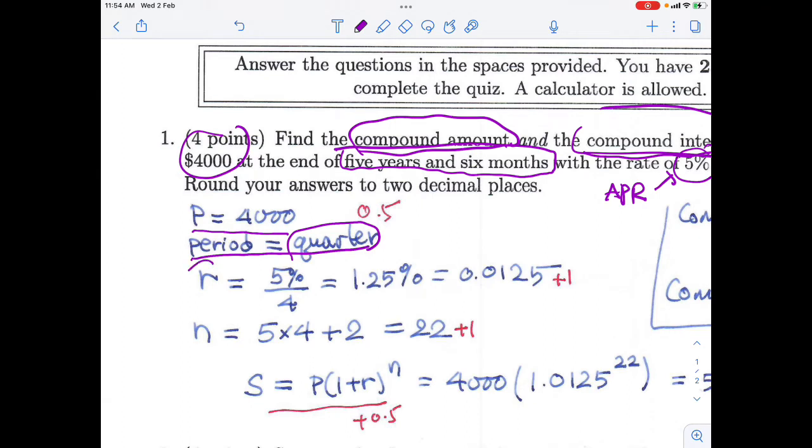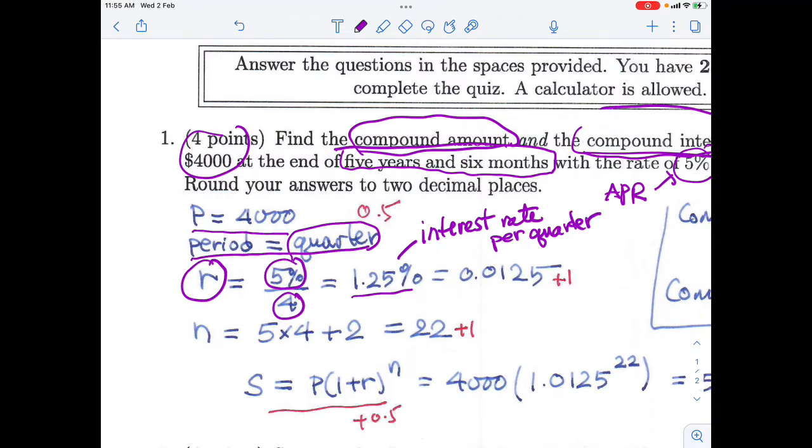Okay, so interest, we have to find interest per period. Remember, 5% is per year. 1 year has 4 quarters, so interest rate per quarter has to be smaller. So it's 5% divided by 4, right? So interest rate per period, or in this case it's per quarter, it's 1.25%, or 0.0125.